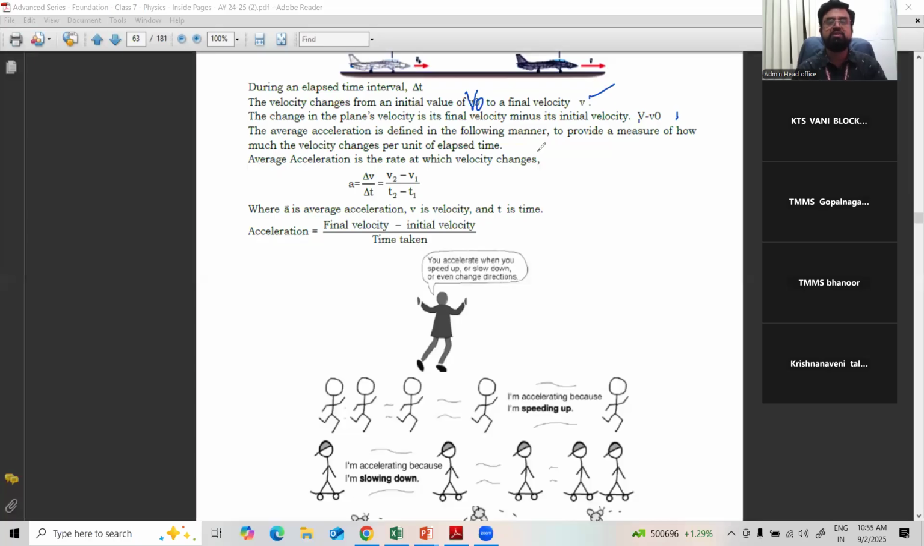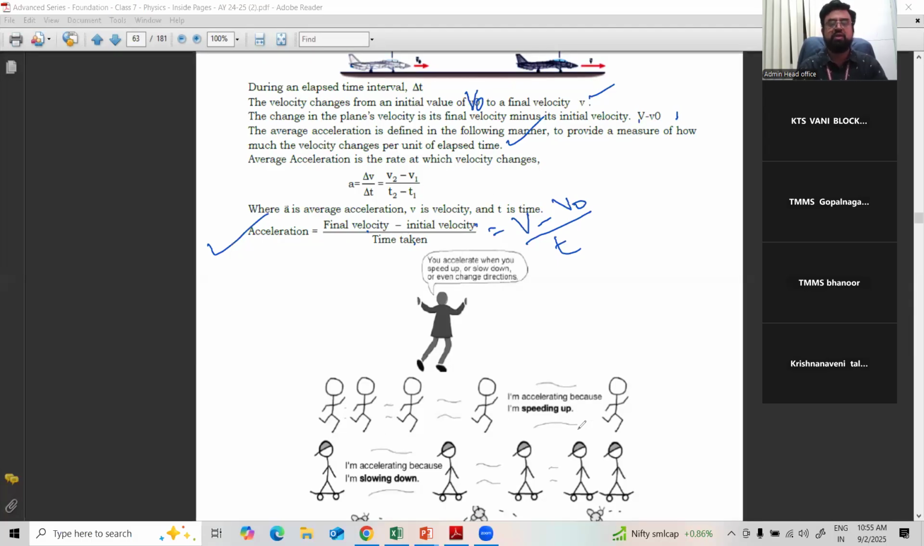The average acceleration is defined as a measure of how much velocity changes per unit time. That is, average acceleration equals (V2 minus V1) by (T2 minus T1), or final velocity minus initial velocity by time taken. That is (V minus V0) by T, or (V minus U) by T we can write. Right? So that is the definition.